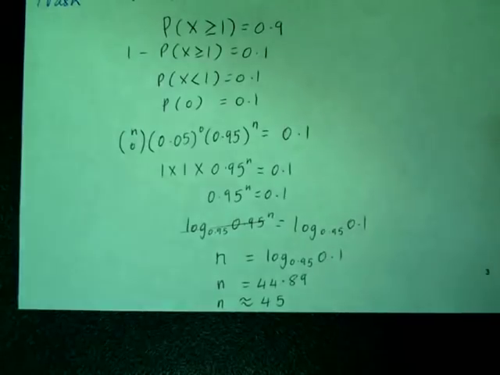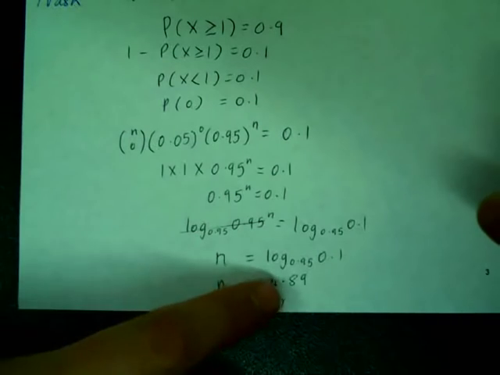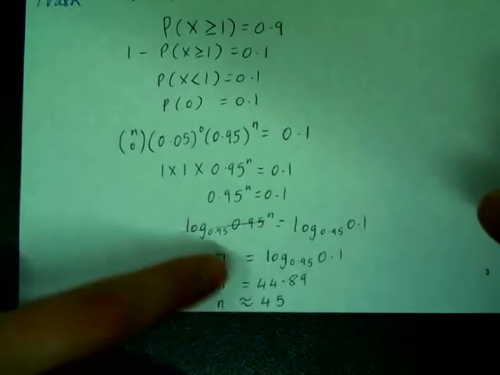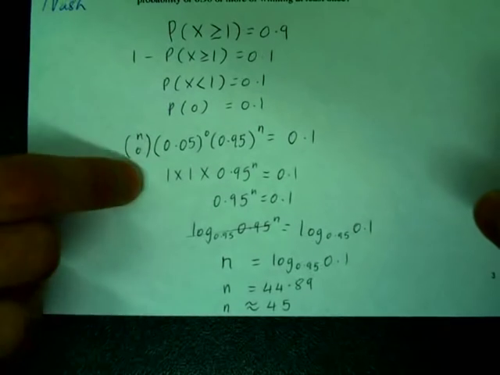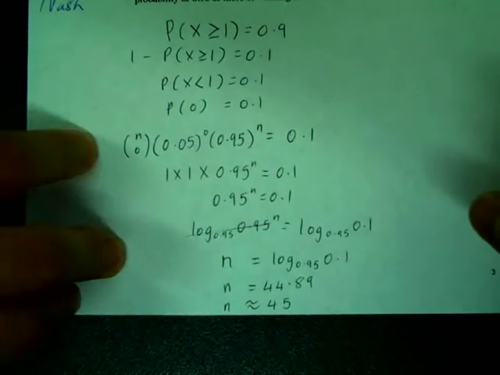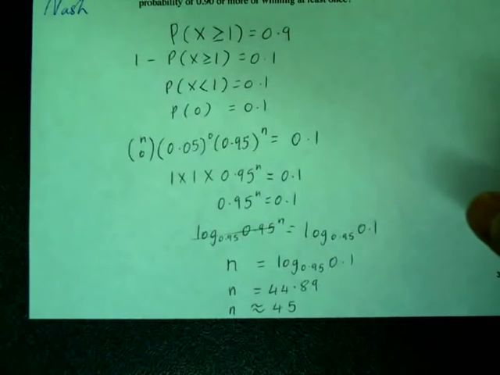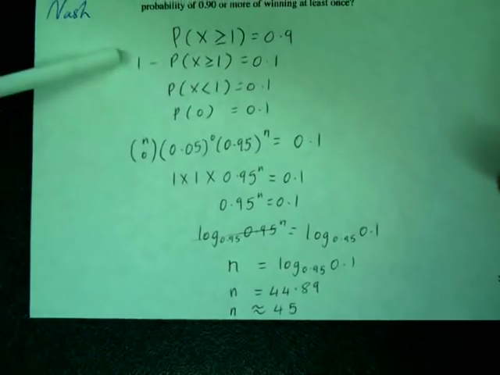Well, we can't have 44. 44 trials won't get us there, but 45 will. Yeah. We could also have done it by putting this into the CAS and using solve, with n. You just did it the long way. Yeah, you did it the long way, but it's all right.